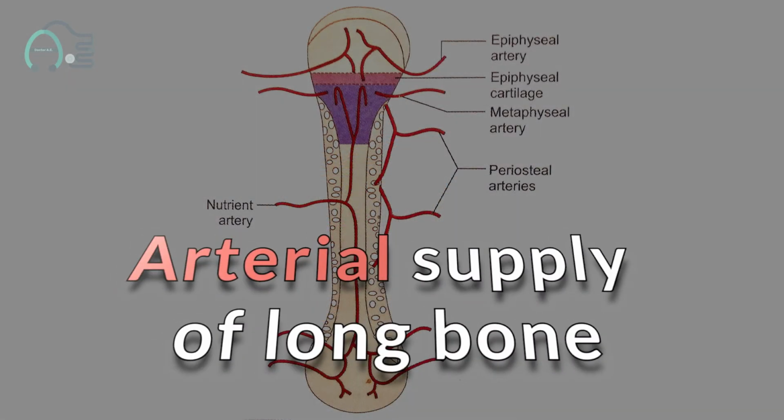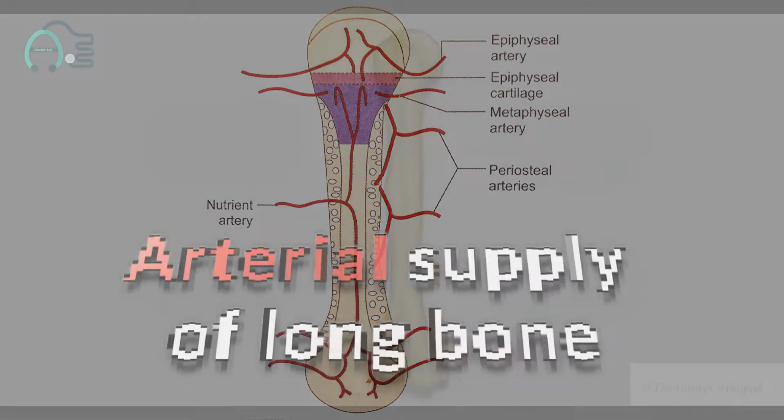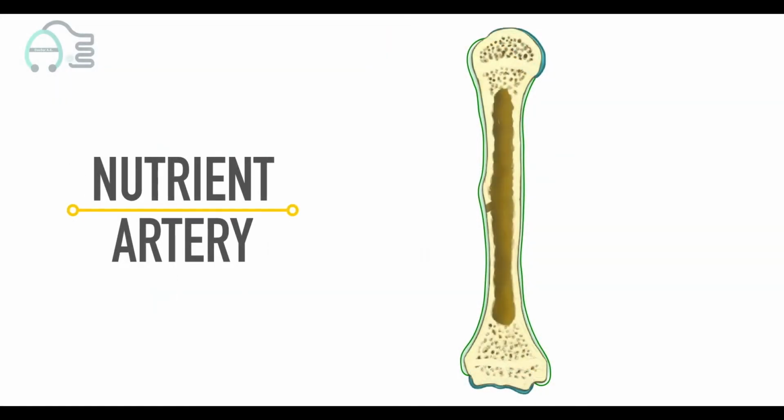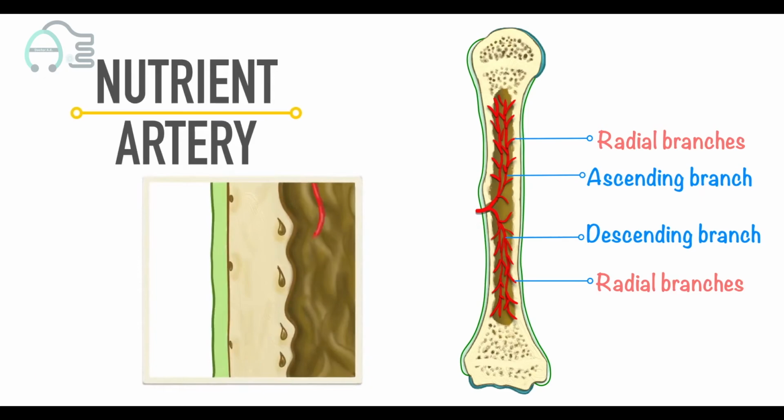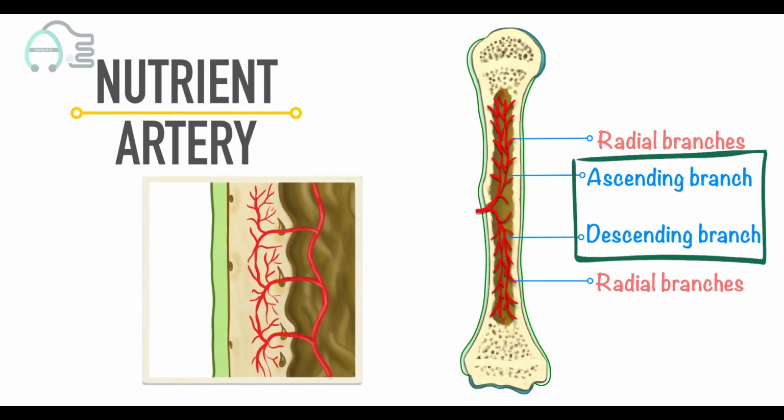Arterial supply of long bone. The diaphyseal or nutrient artery enters the shaft obliquely through a nutrient foramen till it reaches the medullary canal. It then divides into ascending and descending branches till the metaphysis.